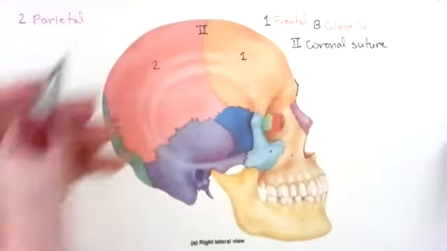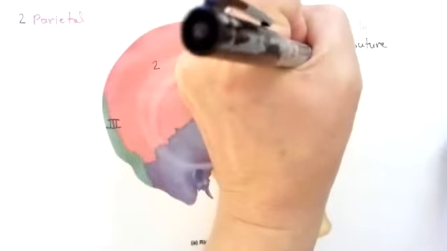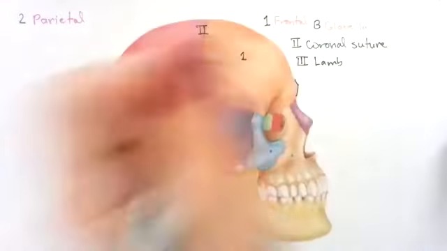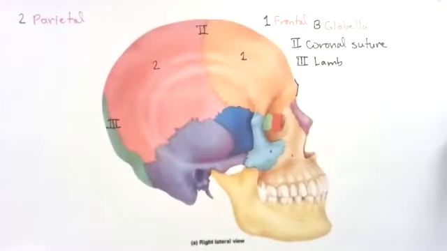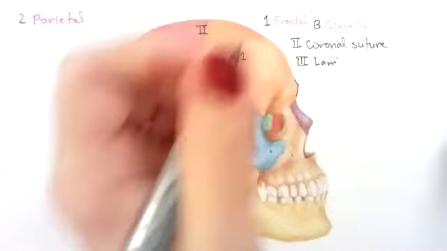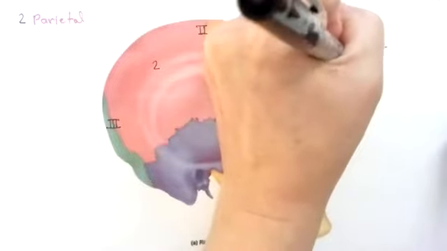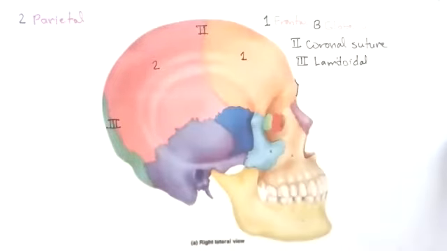And number 3 is called the lambdoidal. Oops, no B, just LAM. Sorry. Write that out. LAM. No, you know what? I don't know if there's a B or not. Lambdoidal suture.